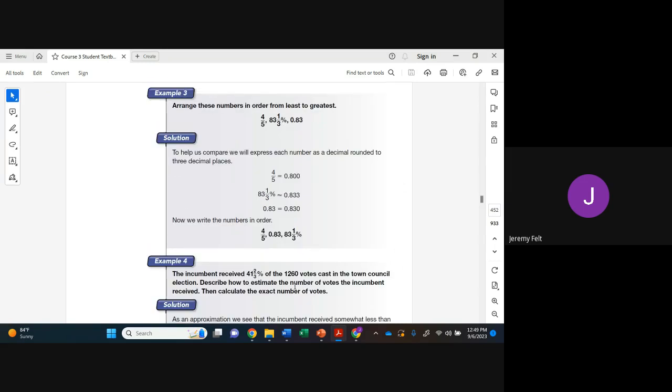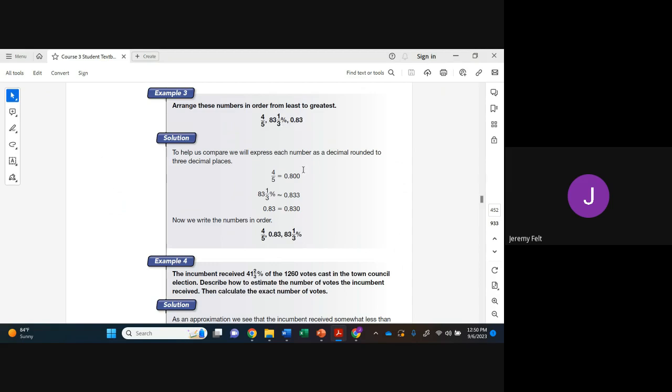Okay. If we're looking at fractions, percents, and decimals and comparing them, I would get them all in the same form, either all as decimals, fractions, or percents. So then you can compare them. Probably the easiest, 4 divided by 5 is 0.8. Okay, 83 and a third is 83.3, repeating forever. So we move the decimal to the left, 0.833333, and then 0.83 would be zeros afterwards.